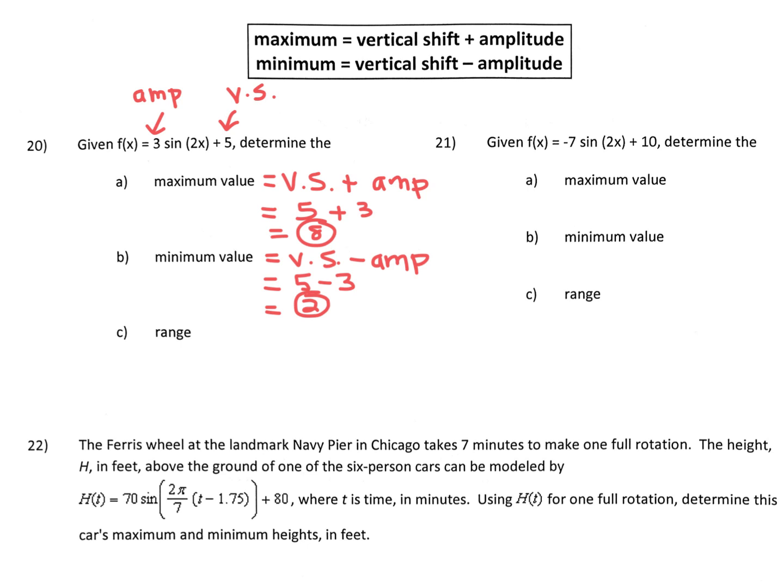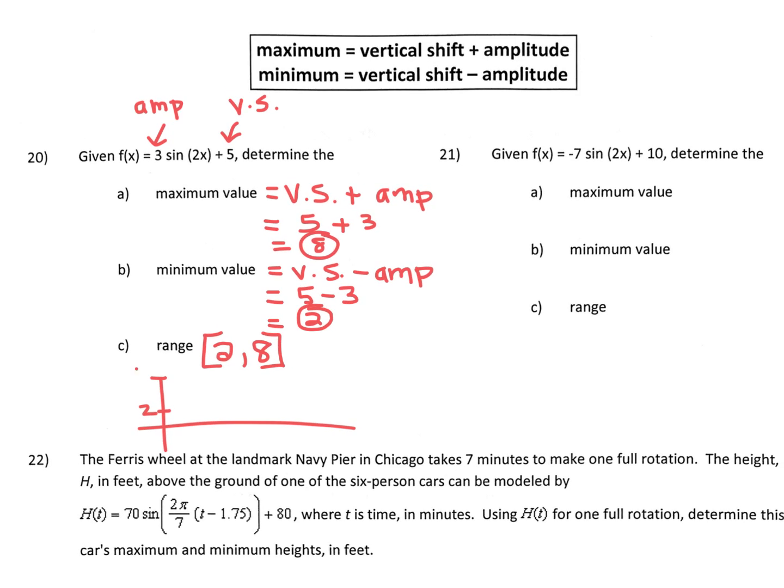Now the range just means how high and how low does it go. So if this is the highest value and this is the lowest value, our range goes from the lowest value to the highest value. And I'm going to put those in square brackets, okay? If you guys recall, when we do interval notation, square brackets means that these are included. And our graph is going to go from a height of 2 to a height of 8, okay? So if we were to graph this, it would fluctuate between a height of 2 and a height of 8. So it would be something like this.